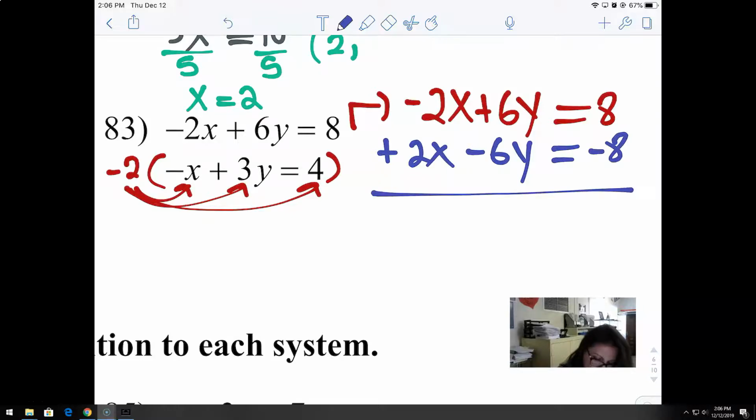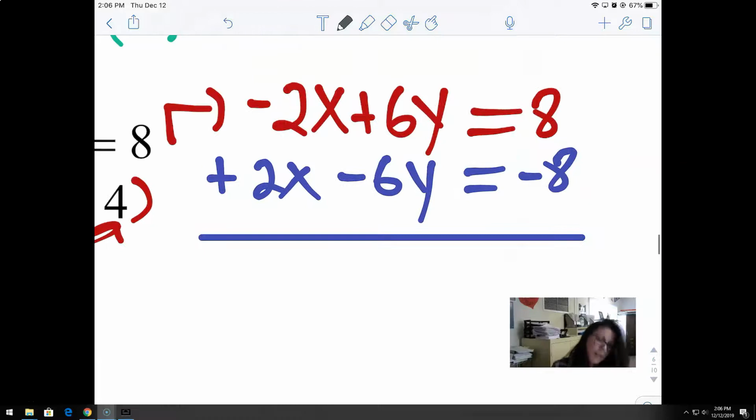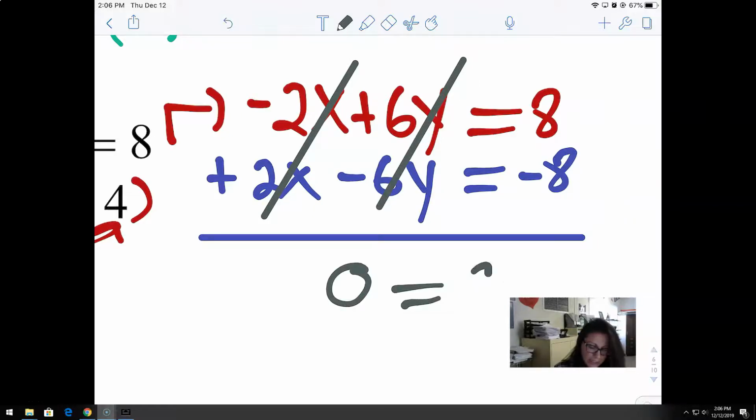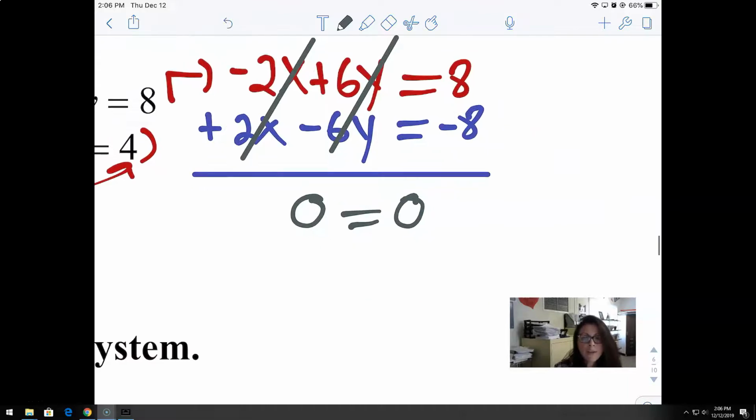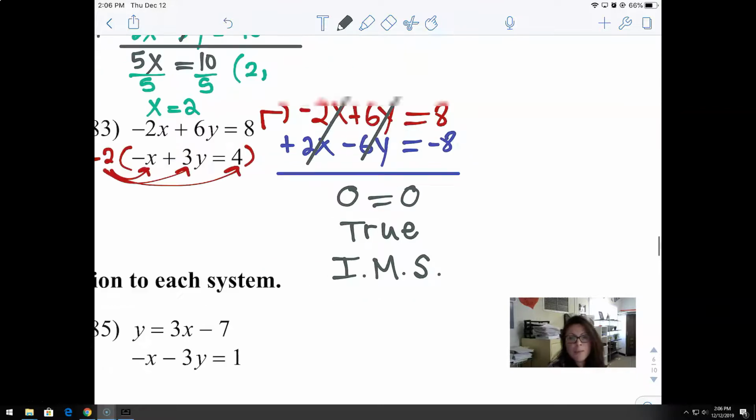So when I go to add these, I see something peculiar happening here. When I add them, I notice that these cancel out, so there's 0 things over here, and 8 minus 8 is 0. So what happens is I lost my variable, but 0 is equal to 0, and it's true. When that happens, if it's true, there's infinitely many solutions. However, if it was false, then it would just be no solution if you lose your variable and are left with a false statement.